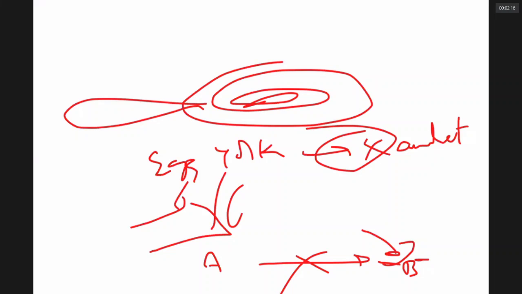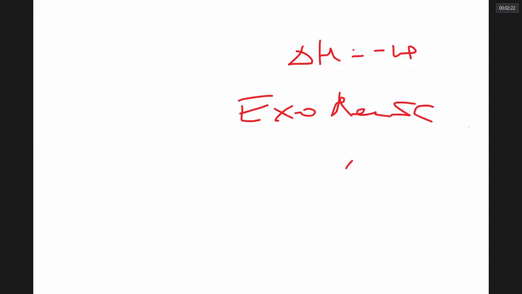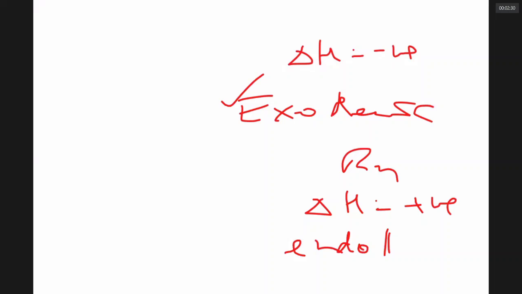So reactions for which delta H is negative are called exothermic. What are they called, sir? Exothermic. They happen by themselves. And reactions for which delta H is positive are called endothermic. Often those reactions happen only if you give a push, like heating or whatever.